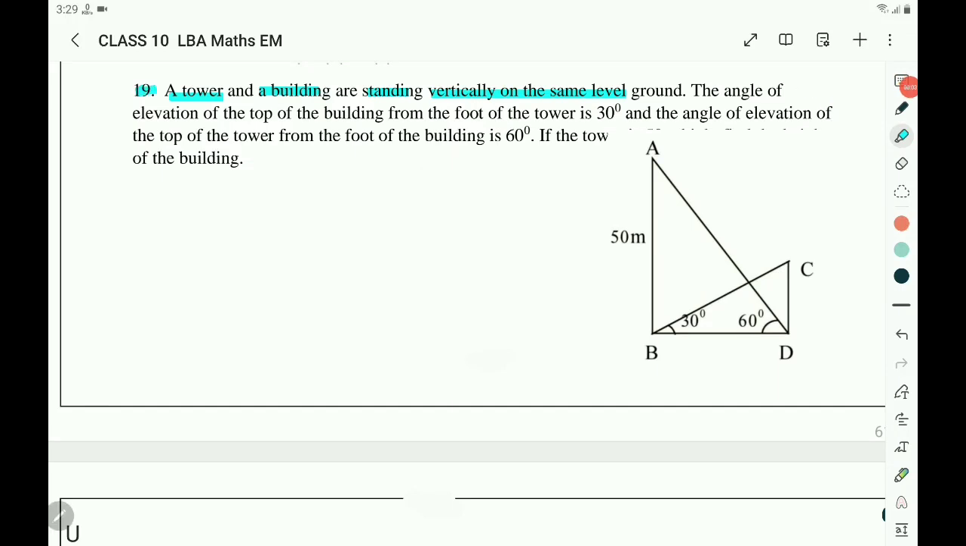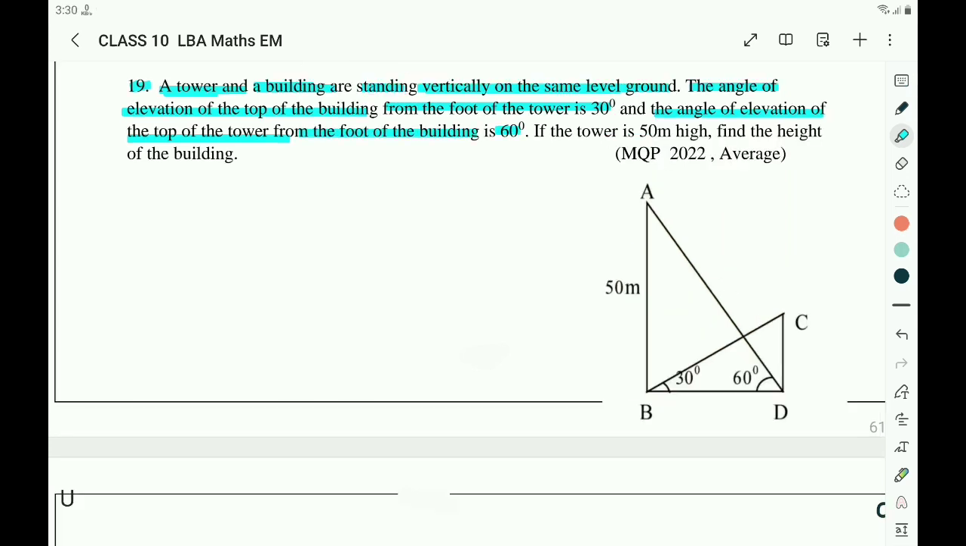Question number 19. A tower and a building are standing vertically on the same level ground. The angle of elevation of the top of the building from the top of the tower is 30 degrees, and the angle of elevation of the top of the tower from the foot of the building is 60 degrees. If the tower is 50 meters in height, find the height of the building.